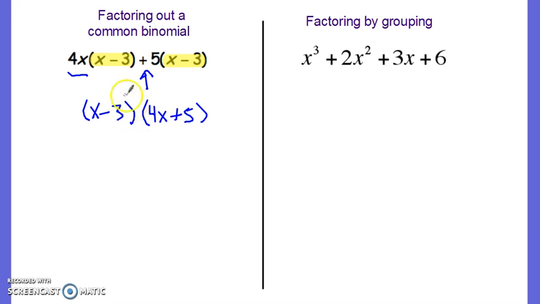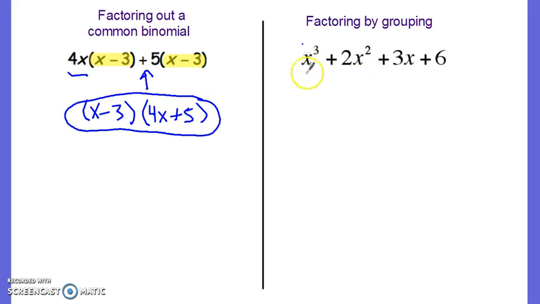It's just like saying that x minus 3 would be distributed times the 4x as it is on the left, and then the whole quantity again times the 5 as it is on the right. But that is removing a common binomial. Now, where does that help us?